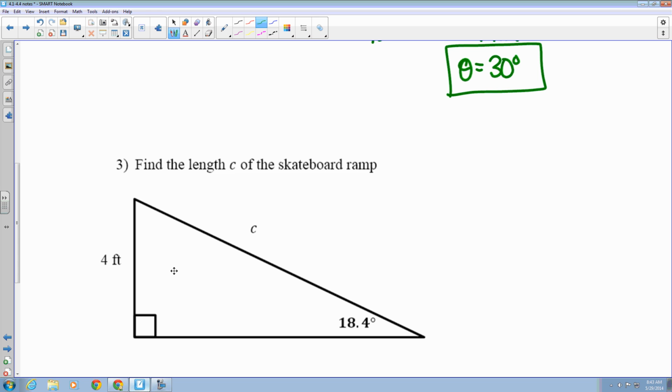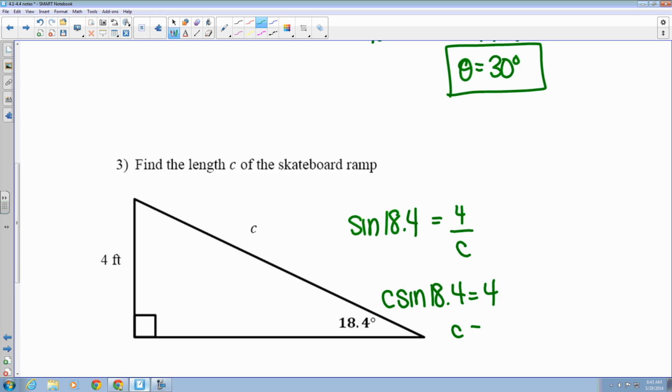And the last thing we're going to do is find the length of the skateboard ramp. Again, C would be the hypotenuse, so we're going to use sine again. Sine of 18.4 was 4 over C. This one's a little different because I'd have to multiply both sides by C to get it off the bottom, and then divide by sine of 18.4. So C is 12.7 feet.